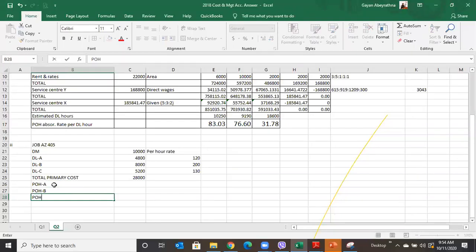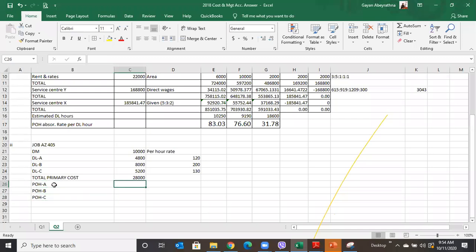production overheads from C. So for production overheads from A, it was mentioned that we should take the hours. It has been mentioned this should be according to the labor hours base. Now 40 each. Then we have made the per hour rate for A: 83.03 into 40.